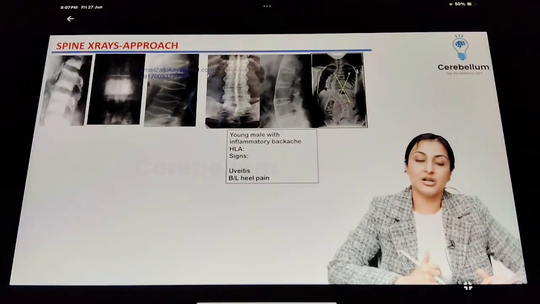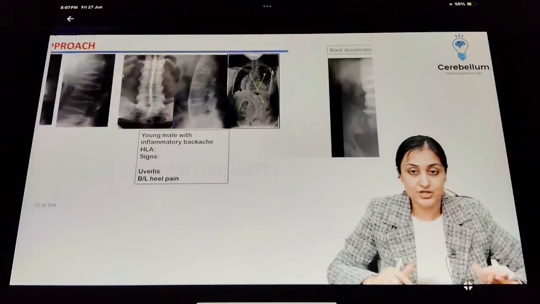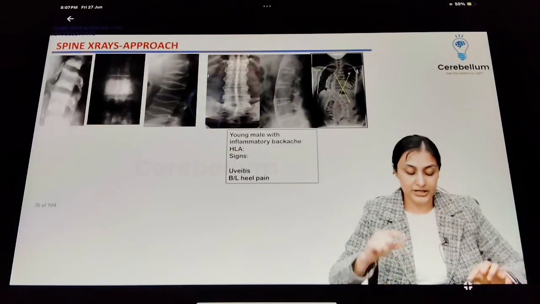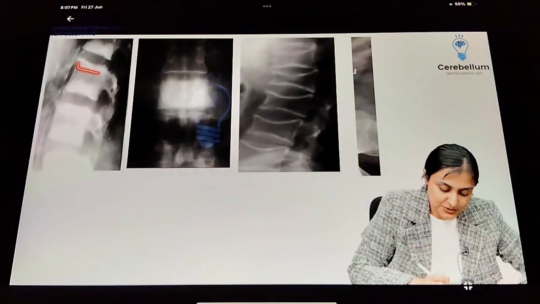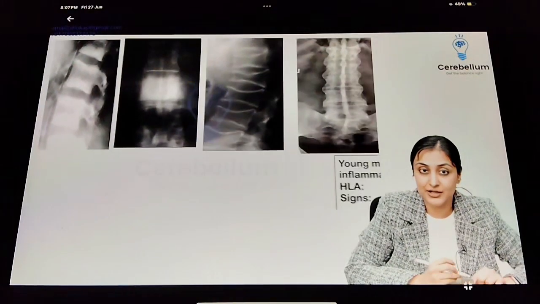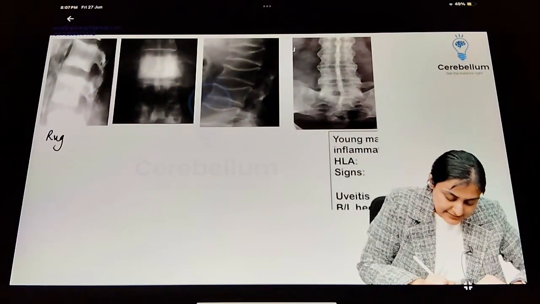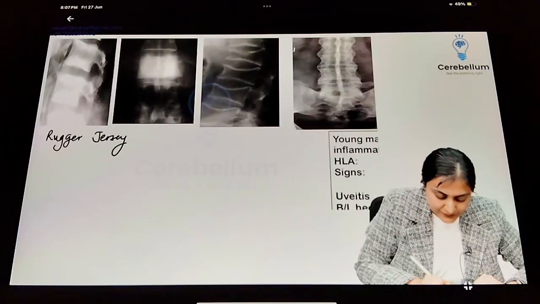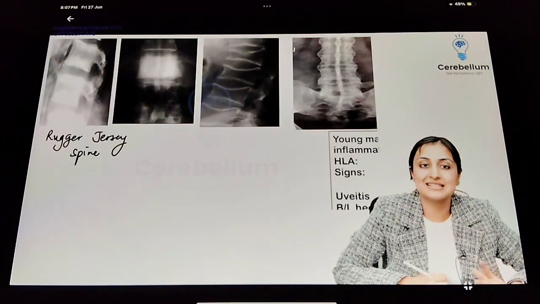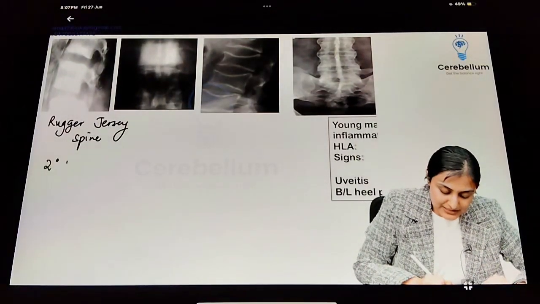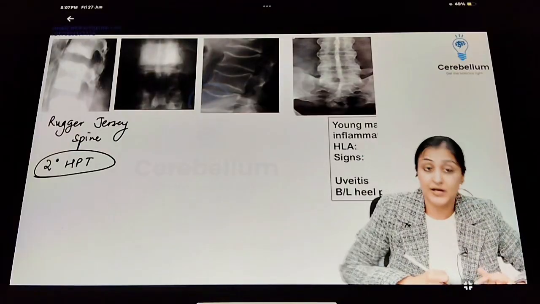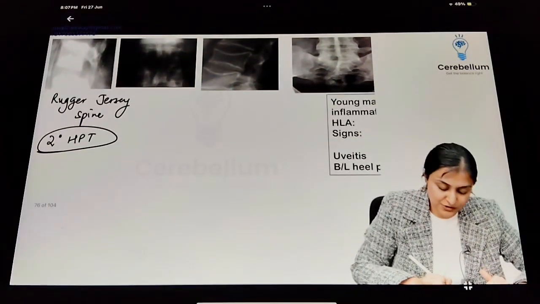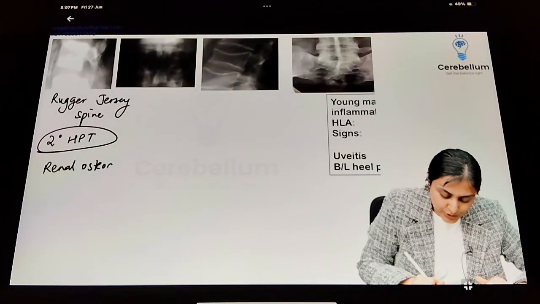Now we are going to be seeing a bunch of spine X-rays and understand how to differentiate them. So these are the 2 images that we need to do here. So the first spine, you can see that there is this alternating white and black pattern that you are seeing. So this is what is called as the Rugger-Jersey spine. So this Rugger-Jersey spine, these alternating sclerotic and lytic bands are what you see in secondary hyperparathyroidism. So this is a feature of secondary hyperparathyroidism, also called as renal osteodystrophy.